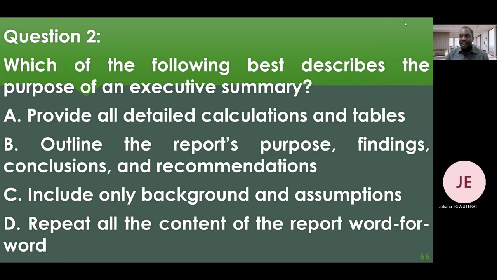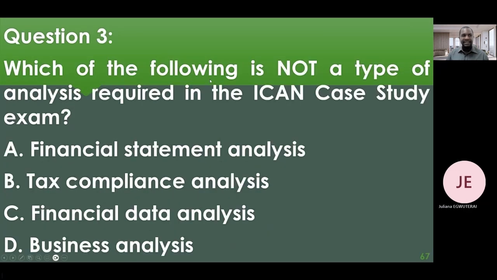Which of the following best describes the purpose of an executive summary? A, provide all detailed calculations and tables. B, outline the report's purpose, findings, conclusions, and recommendations. C, include only background and assumptions. D, repeat all the content of the report, word for word. Jay is picking B. All right, let's continue.